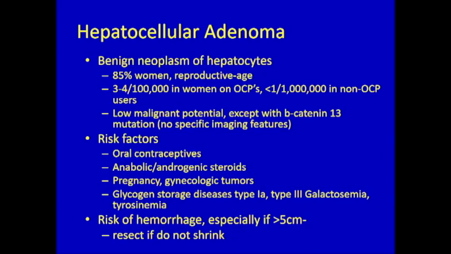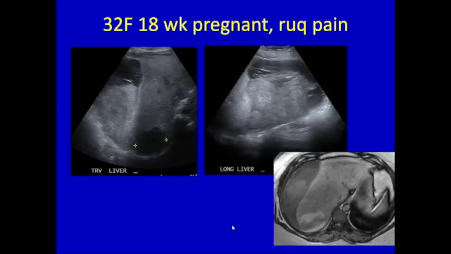And these are our third most common benign lesions, but they are relatively rare. And they are at risk for hemorrhage if they're big. Usually the patients, we try to get them off whatever drug or enabling feature is making them grow, and sometimes they shrink on their own. Other things that can bleed, this is another adenoma. This patient is pregnant, right upper quadrant pain.